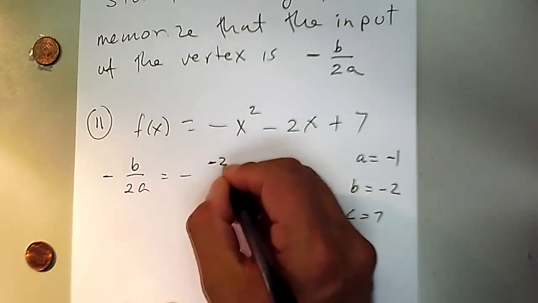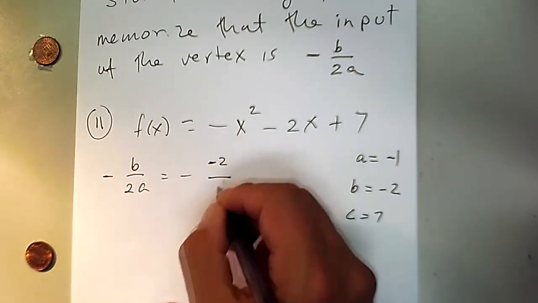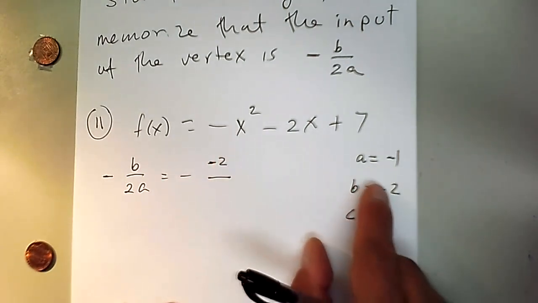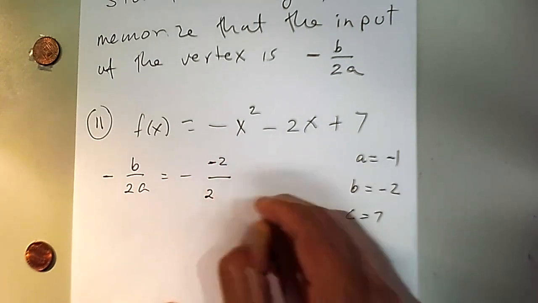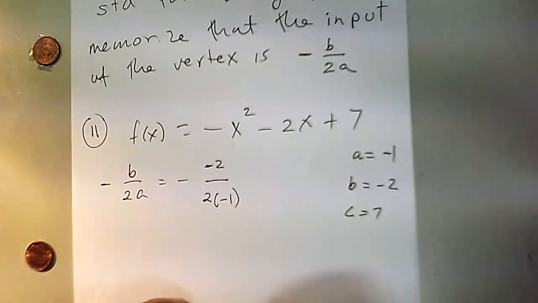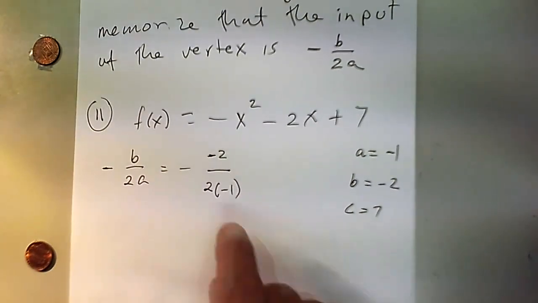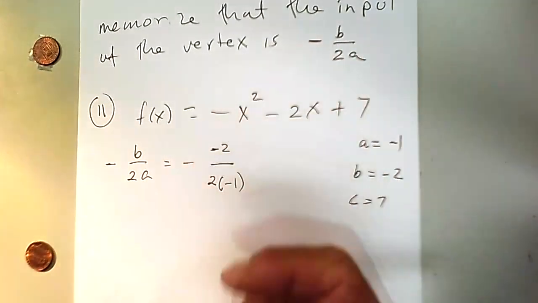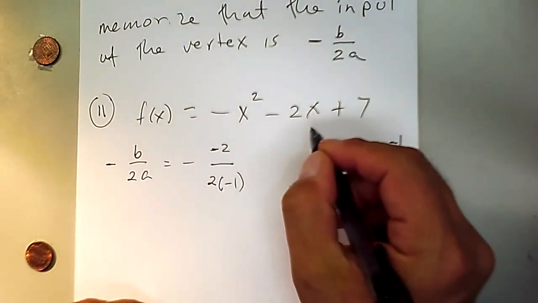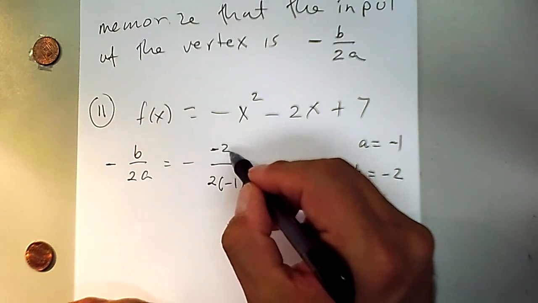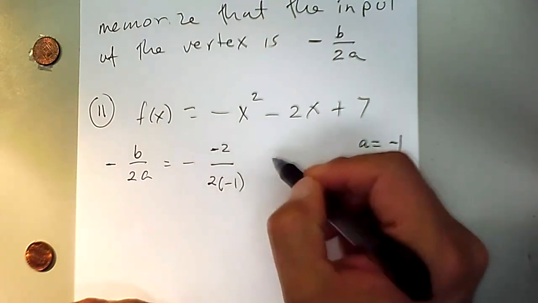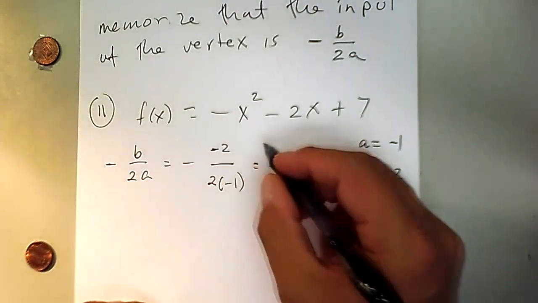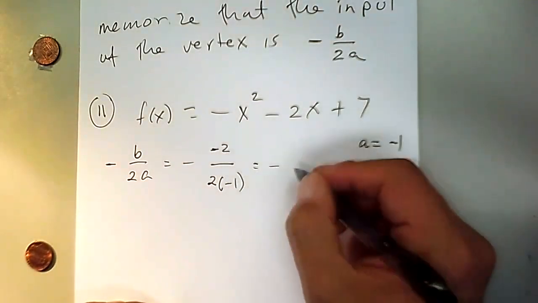Watch out. Negative b over 2 times negative 1. Whoa, this is confusing. So there's a whole bunch of negatives going on here. Negative, negative, negative. 3. See how the ink keeps spreading? All right. Three negatives. So the output is going to be negative of this expression. And then the 2's cancel. So we end up with negative 1.